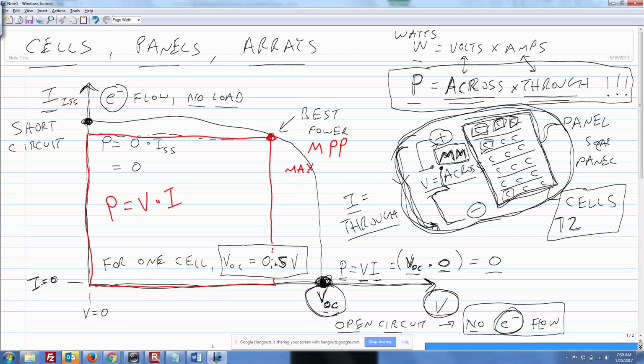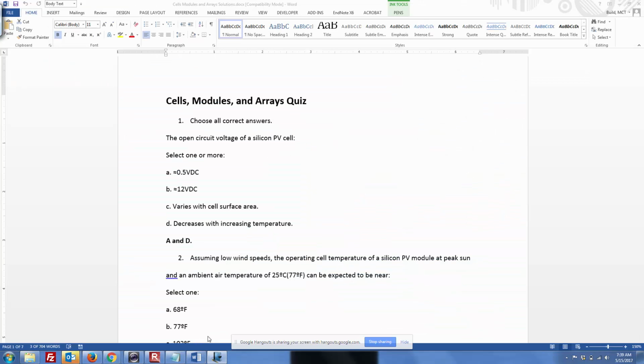Maximum power point. And typically what you see in a cell is a computer chip, a little circuit that makes sure that this happens. Okay, so the next question is, what happens when temperature goes up? And I think the next question actually says that.